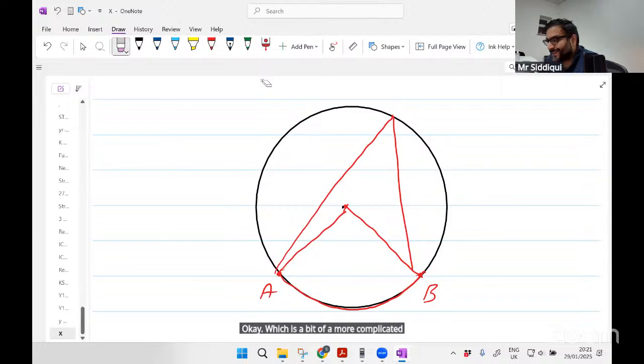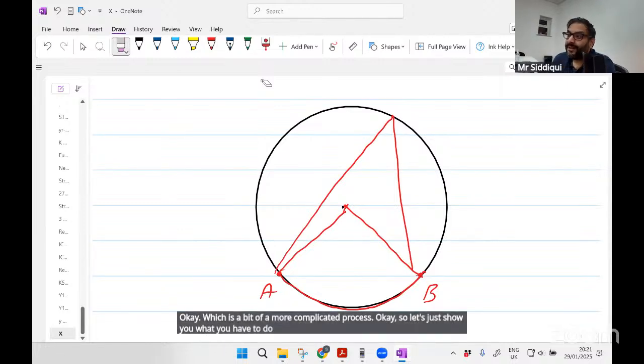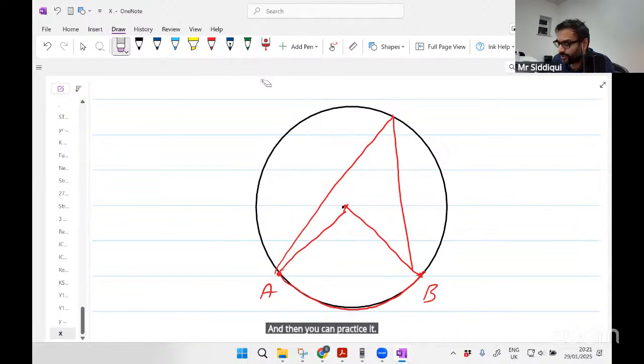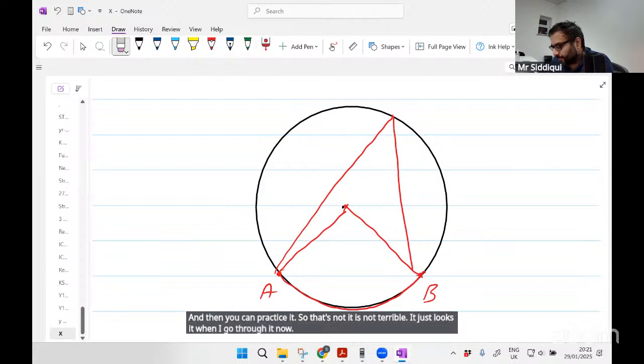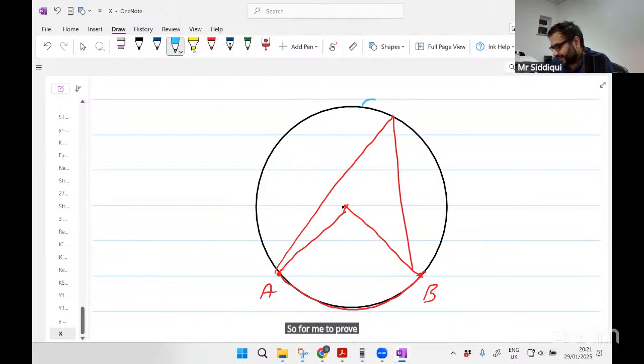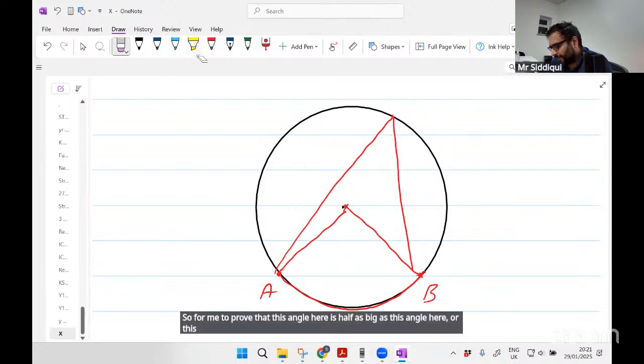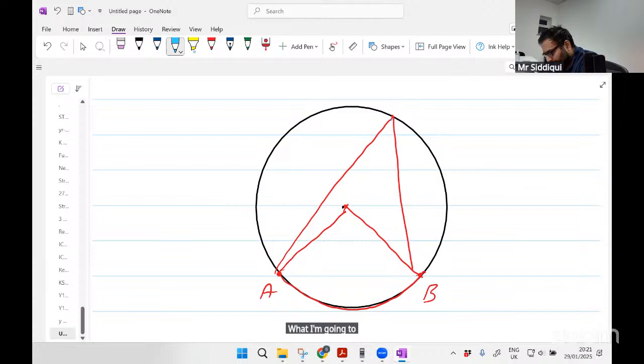Okay, so let's just show you what you have to do so you get the idea, understand that it's complicated, and then you can practice it. It is not terrible. It just looks it when I go through it now. So for me to prove that this angle here is half as big as this angle here, or this is twice as big as that, whatever, what I'm going to do first is split this angle into two. So I'm going to draw a line that goes from here to here. Okay.